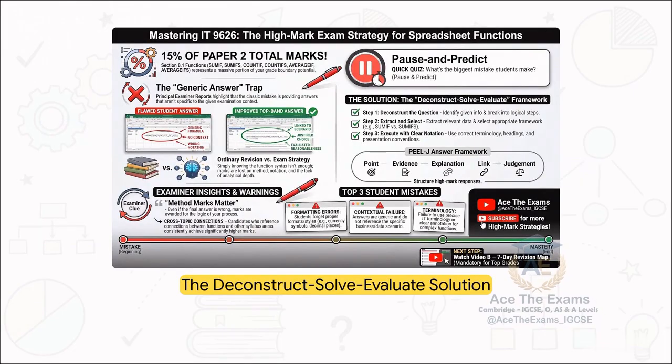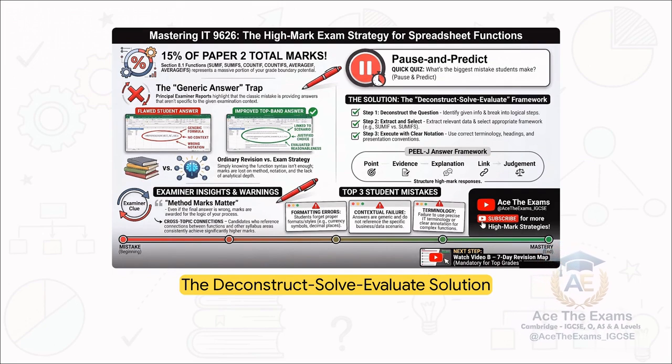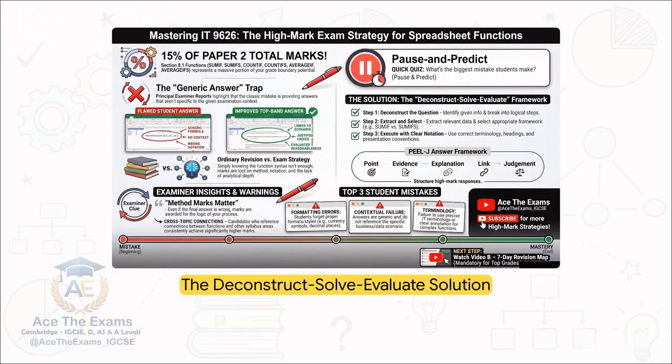This brings us to the mechanical side of the exam. There is a universal 3-step solution here. Deconstruct, solve, and evaluate. First, you deconstruct the question to extract the relevant data, which, by the way, is especially crucial when you're dealing with complex data manipulation or tricky spreadsheet formulas like SUMIFS and COUNTIFS.